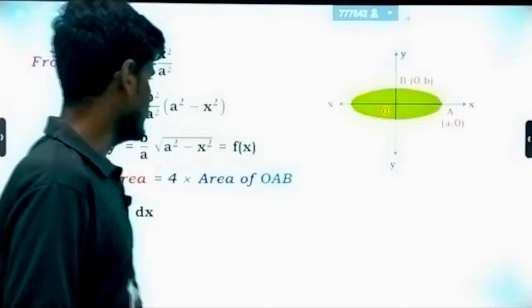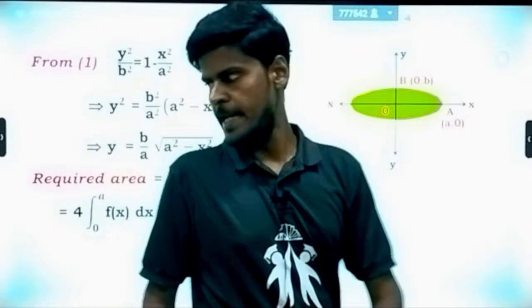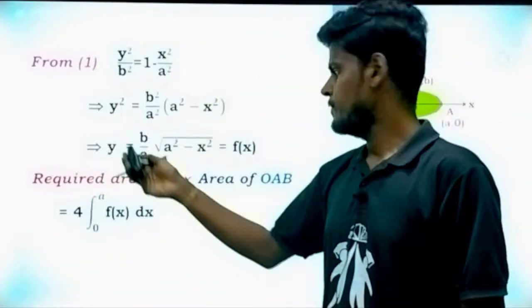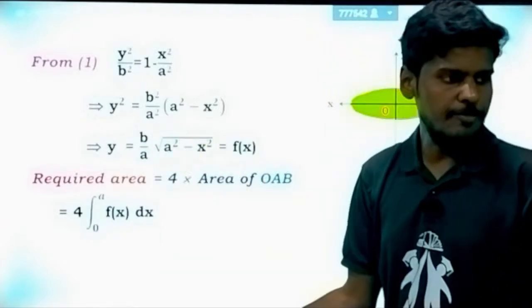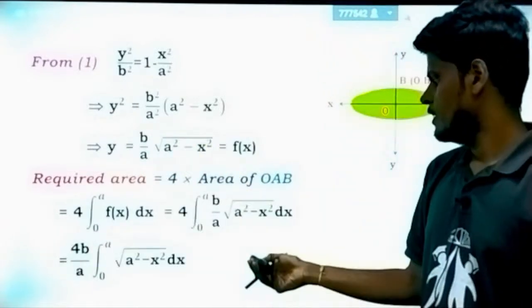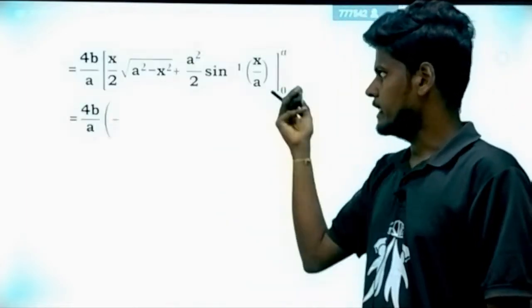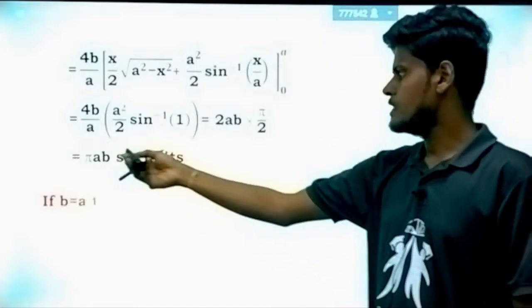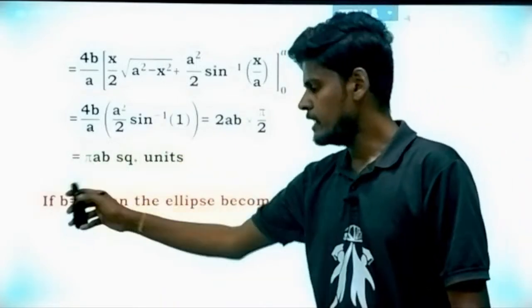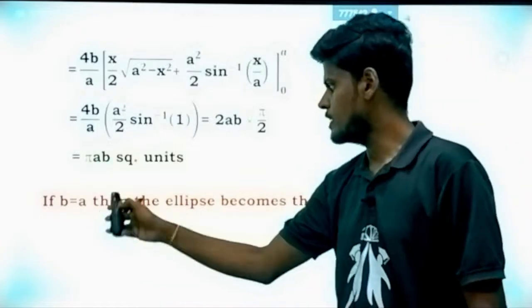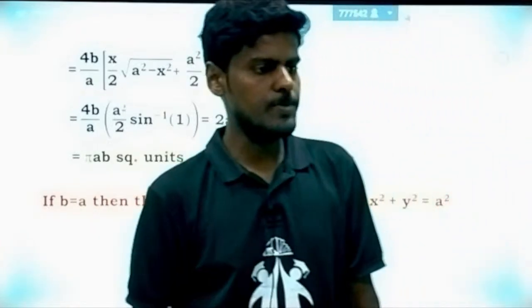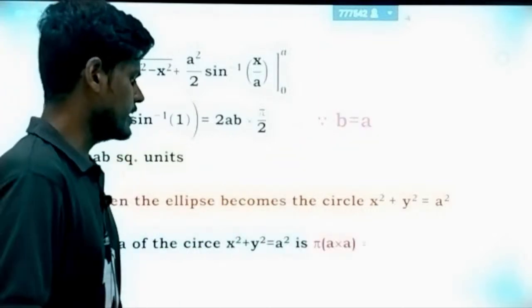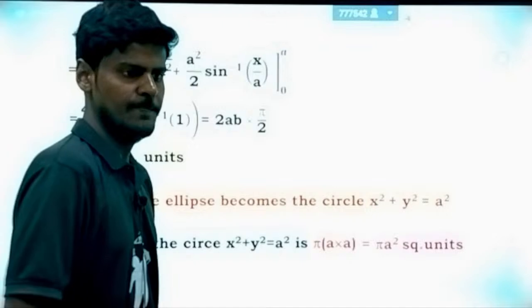Now that is given by 4 times the integral with x limit between 0 to a of f of x dx. And what is f of x? That is y, that is nothing but b by a into square root of a square minus x square. Now integrate, this is a standard integral, and then apply the limit. We get the answer as pi a b square units. And then next, for reducing to the area of the circle, if b is equal to a, then the ellipse becomes a circle, and the area of the circle comes out to be pi into a square units. That is it. Easy.